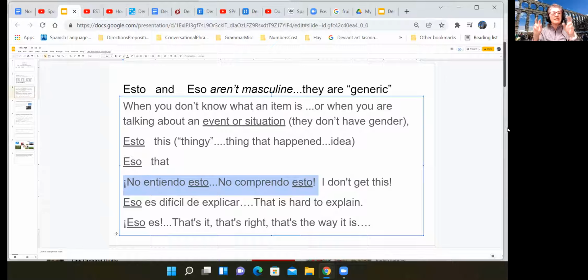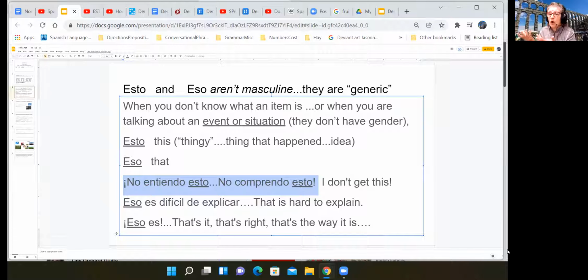So if somebody is talking about an idea, an idea doesn't have a gender. They're talking about a topic, something abstract. They're not talking about shoes that are an actual thing. But if you want to talk about this topic of demonstratives, you can say, no entiendo esto. I don't understand this. No comprendo esto. This means the idea, the concept, an abstract thing. So we can use esto to say this thing, meaning an abstract thing.